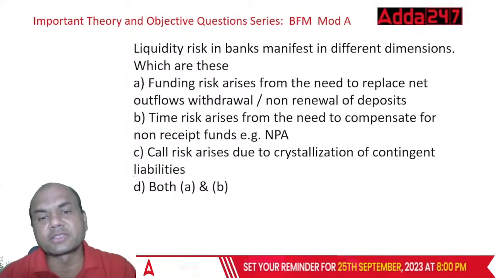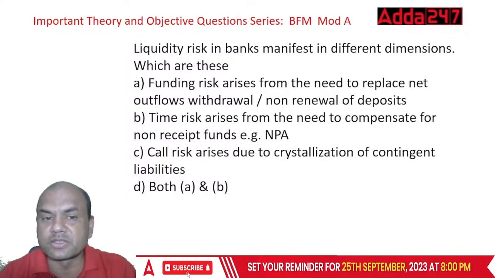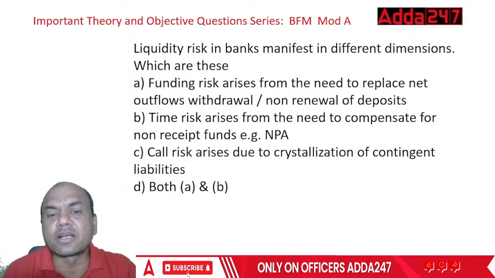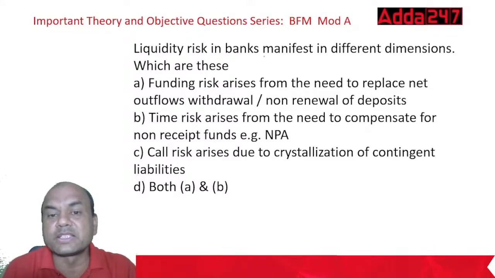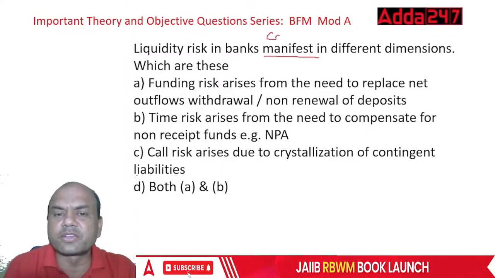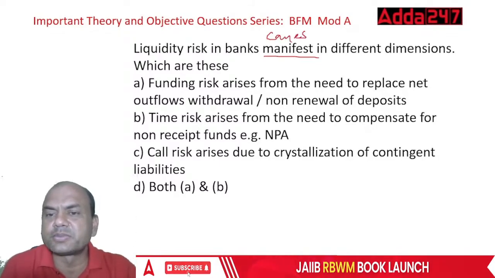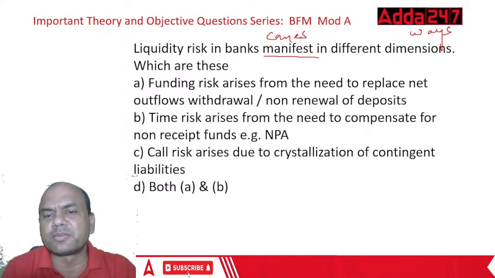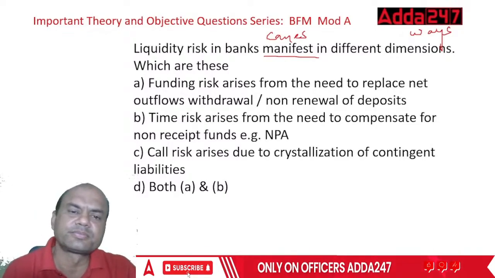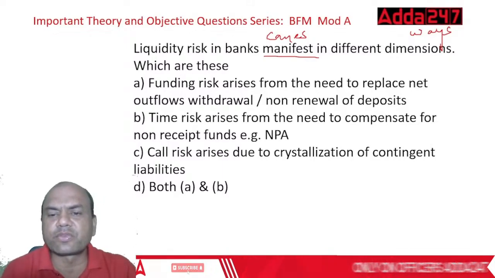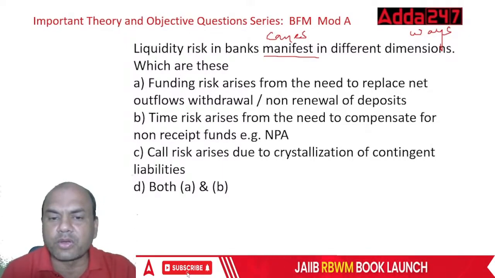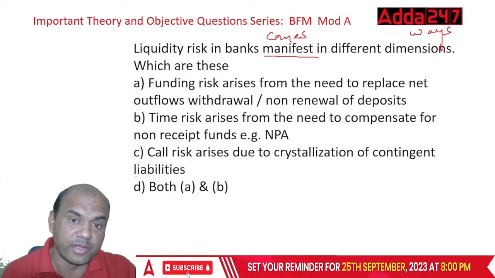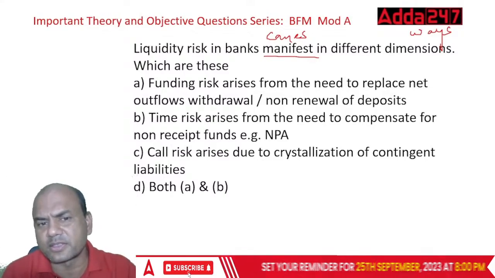Liquidity risk in banks manifests in different dimensions. What do you mean by this? Manifest means comes. It comes in various ways. Dimensions means ways. Let's keep words simple, isn't it? So liquidity risk in a bank comes in different ways. What are these? Funding risk arises from the need to replace net outflow, withdrawal and non-renewal of deposits. It can be. Think over it and answer.